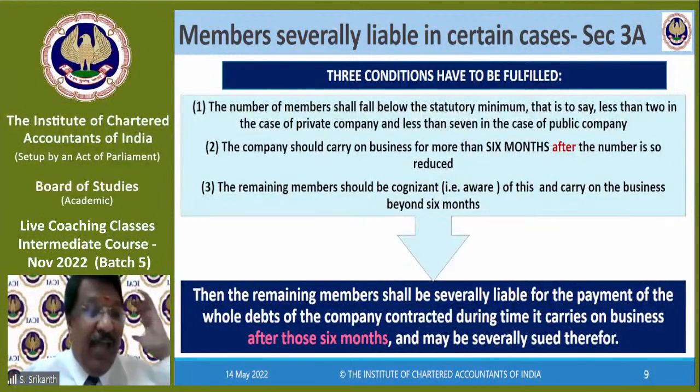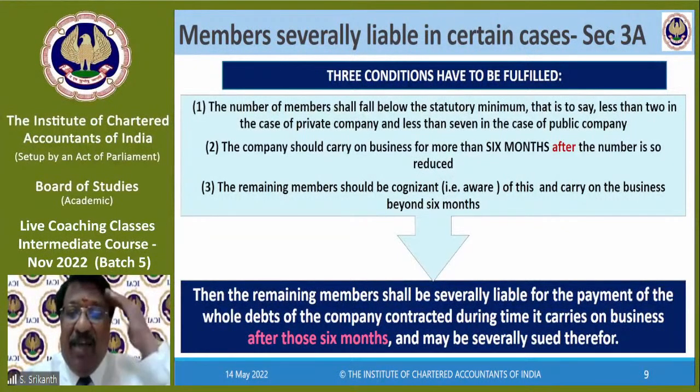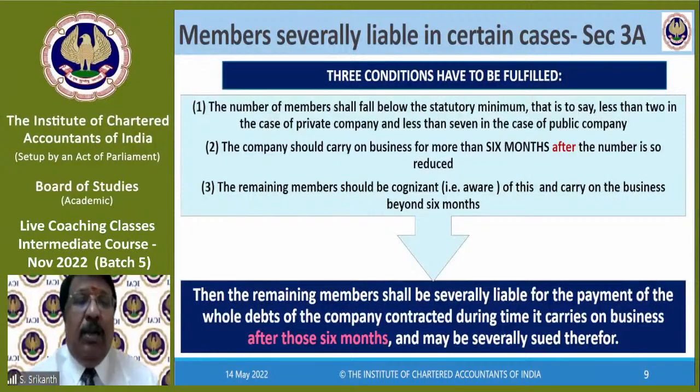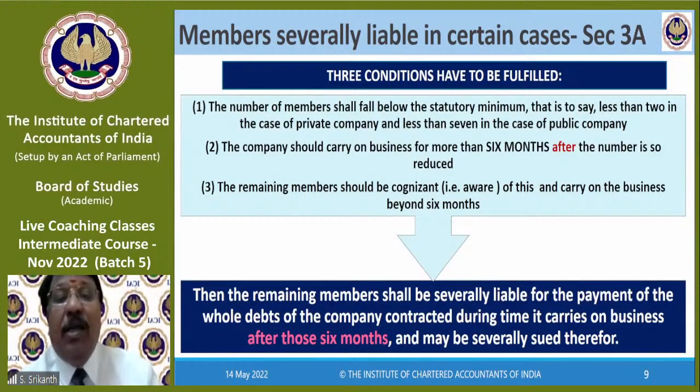Now, those remaining 5 members who are carrying on, the remaining members should be cognizant. Cognizant means aware. Mentally aware, cognizant. Okay? Cogito ergo sum, said Descartes. I think, therefore I am. To be cognizant is to be aware. Okay? So, awareness is called cognizance. So, the remaining members should be aware. They should be knowing that the number is reduced below the statutory minimum. Knowingly, they should carry on the business beyond 6 months.